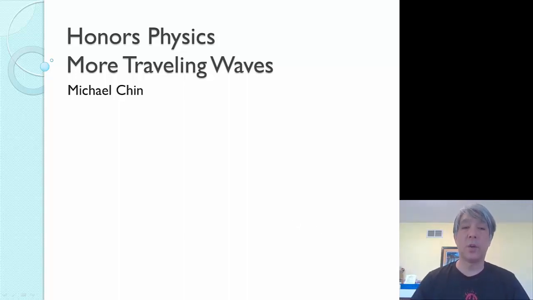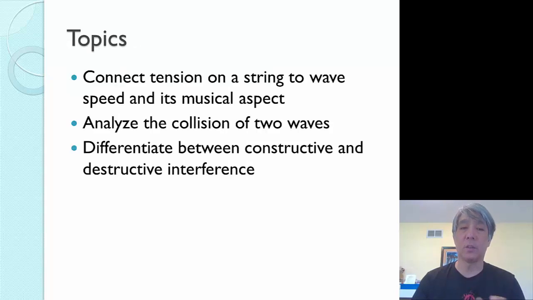This video is a continuation on traveling waves. We're going to go over a few more definitions, but primarily we're going to look at what happens when two waves interact with each other. Before that, we're going to make some connections to music, because waves and music go hand in hand. For those of you musically inclined, this may be either the most fun unit because you relate to it, or the worst unit because all of a sudden it takes all the fun out of music.